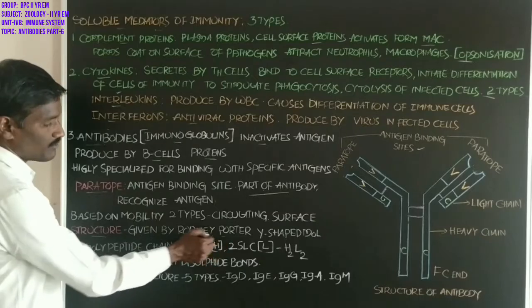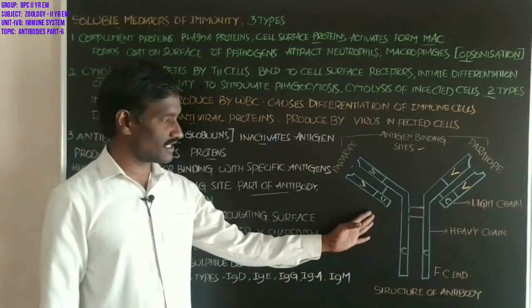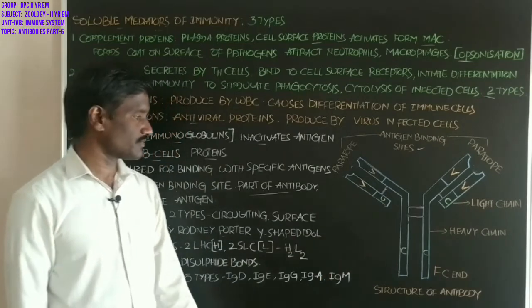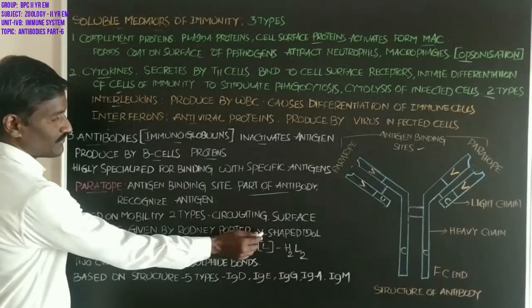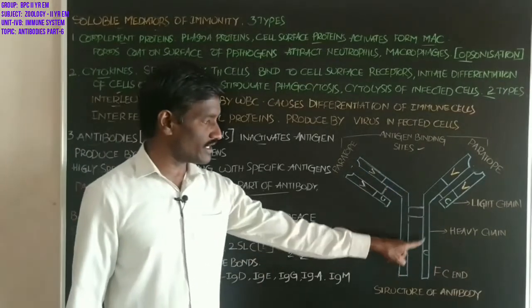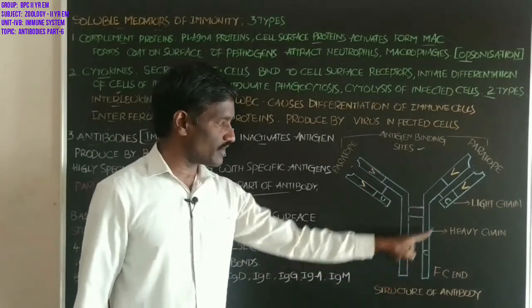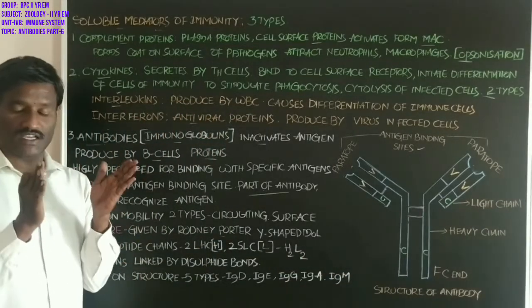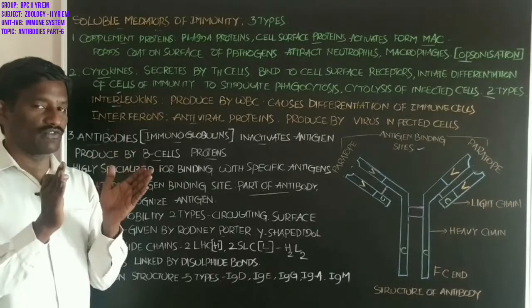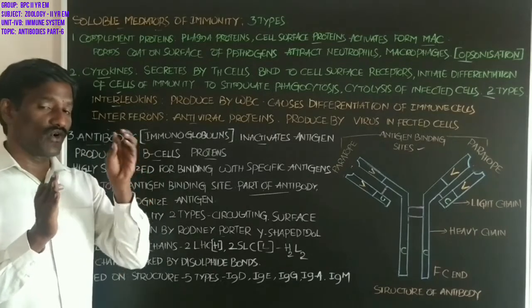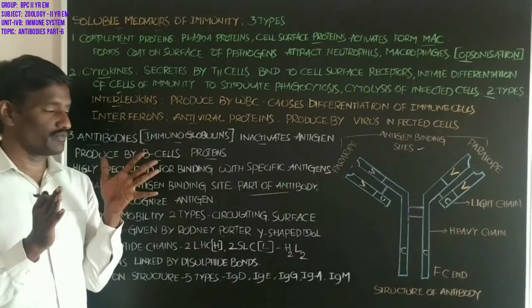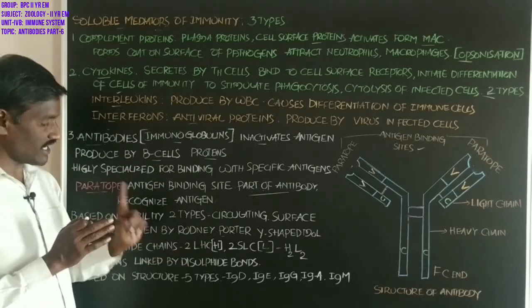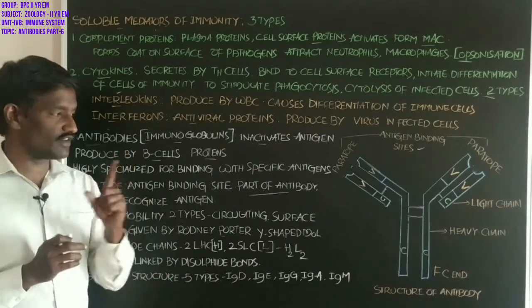Immunoglobulin structure was given by Rodney Porter, scientist. It is a Y-shaped molecule. Four polypeptide chains are present in the structure of the antibody. Of these, two are long heavy chains, LHC.